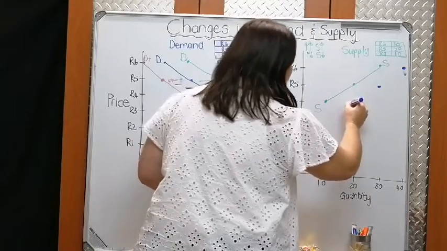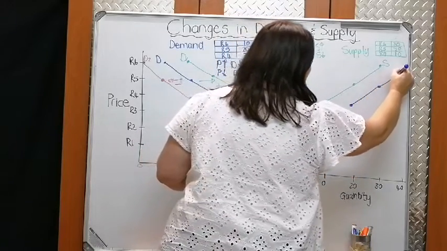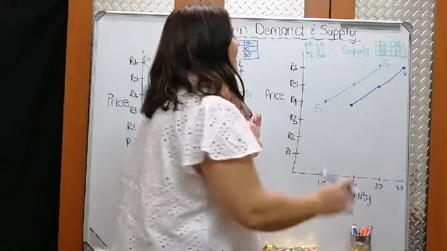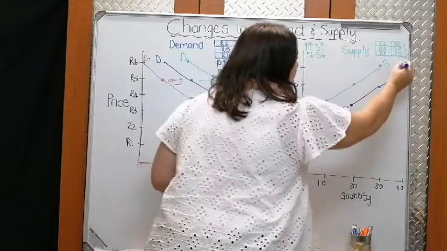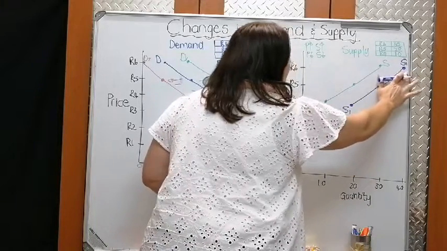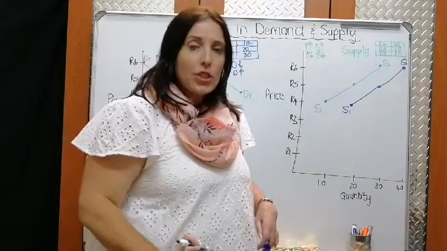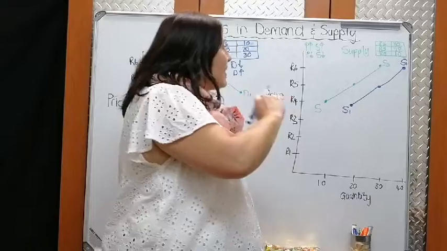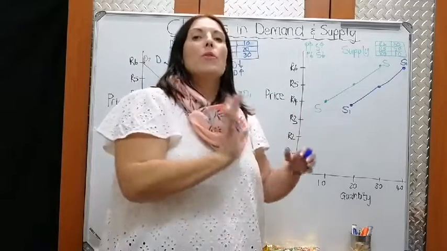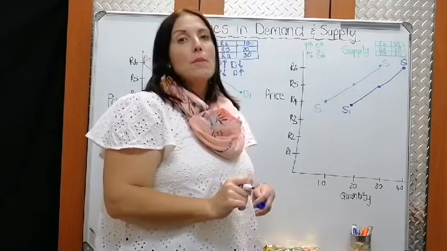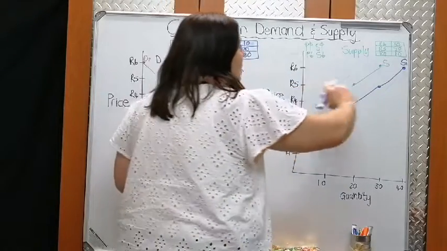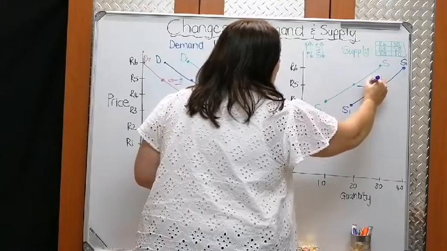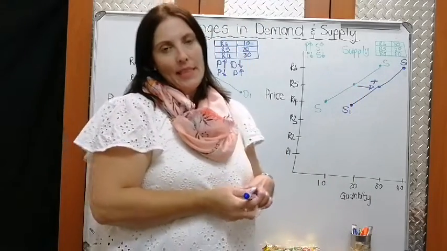Okay, so what do we do? We once again connect our points on the graph, and that will be our new supply curve that indicates that supply has changed as a result of factors other than price. Price stayed the same, but the suppliers were prepared to supply more of those items. So once again, if the supply curve moves to the right, it means that there will be an increase in supply.